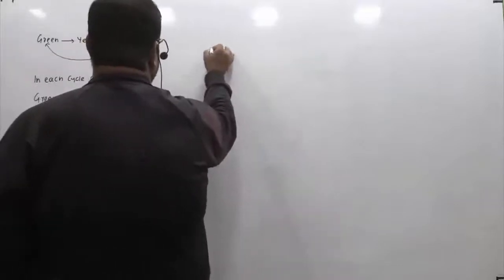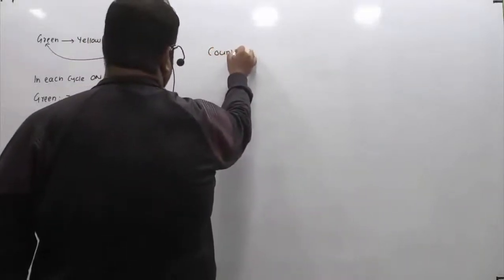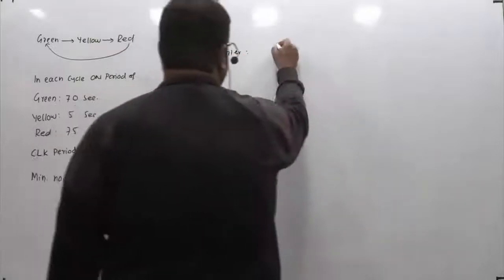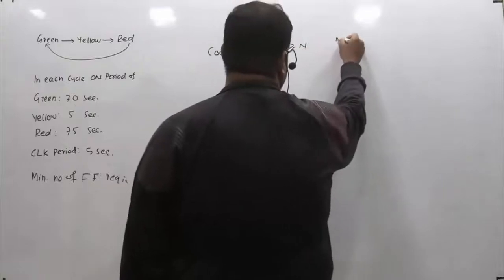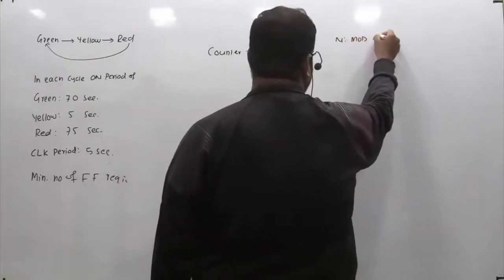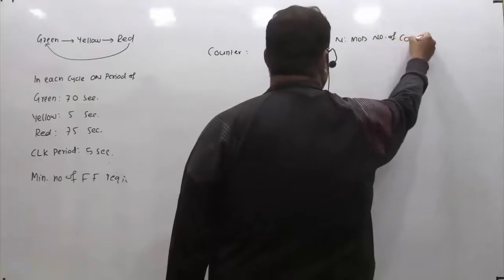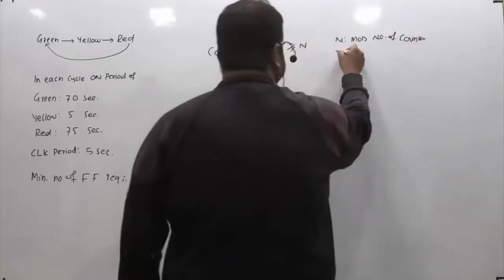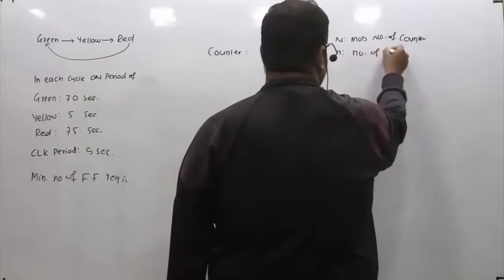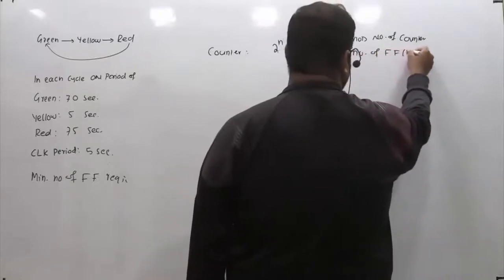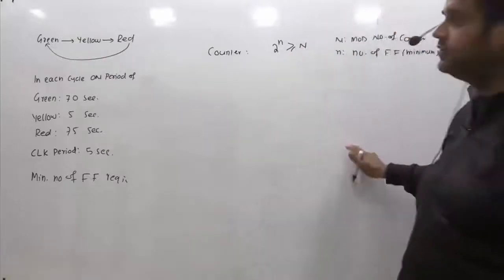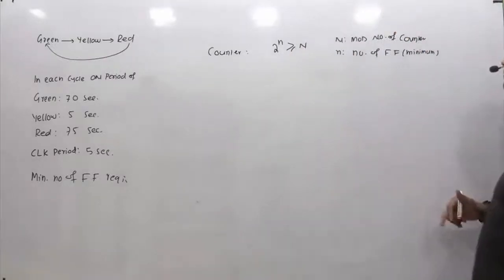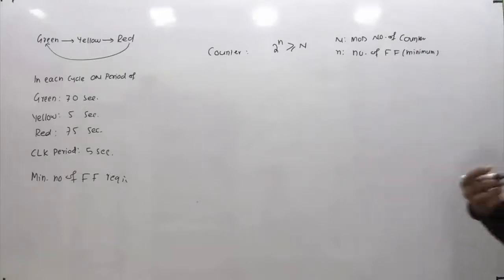So actually, this finite state machine is nothing but a kind of counter. And in a counter, we know 2 raised to power n should be greater than or equal to N, where this capital N indicates the mod number of the counter and small n indicates the number of flip-flops needed. In fact, the minimum number of flip-flops needed. While satisfying this equation, you have to select the minimum value of n, so that will give you the minimum number of flip-flops needed. This is the design equation of a counter.